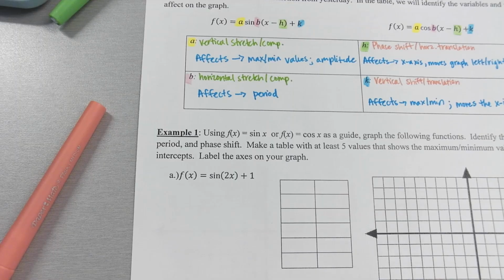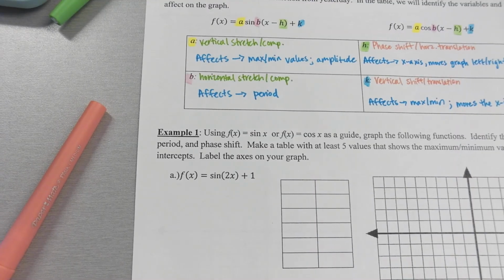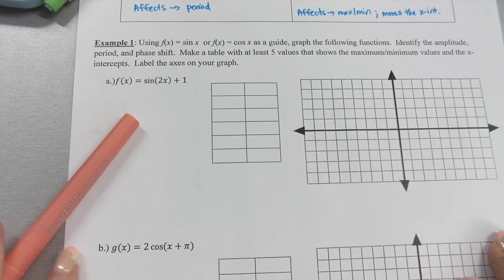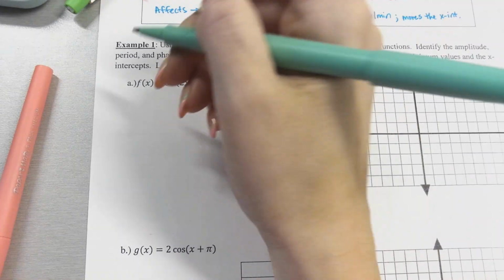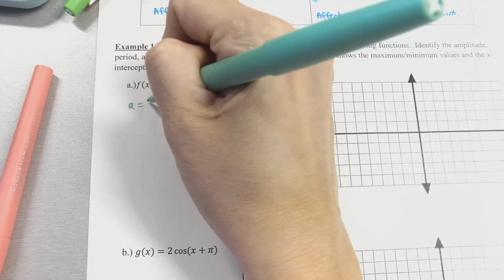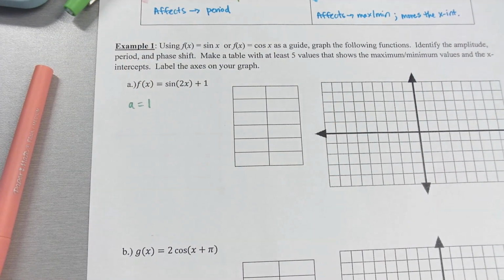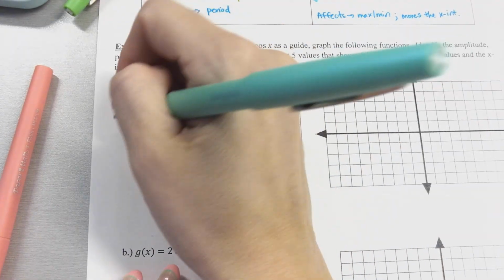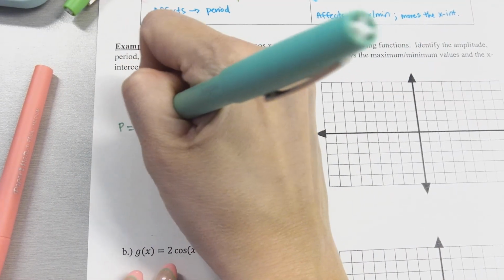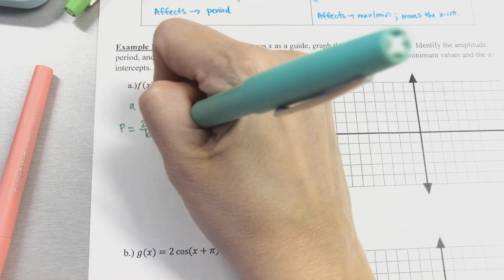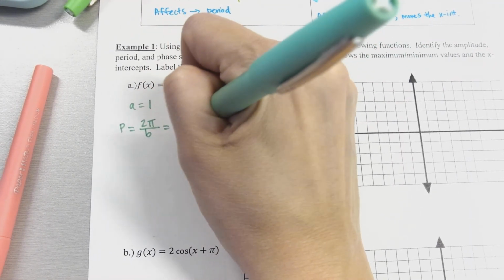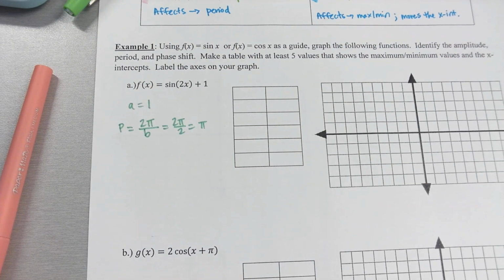Okay, and then we're going to identify the amplitude, period, and phase shift. So I already had you do some of that for part A. Okay, so Akul, what'd you get for your amplitude for part A? 1. Yep, so if you don't see a number in front, it's going to be 1. Royal, what'd you get for your period? 5. Good, so it's going to be 2 pi over b. So it's 2 pi over 2. That reduces to pi. Great.